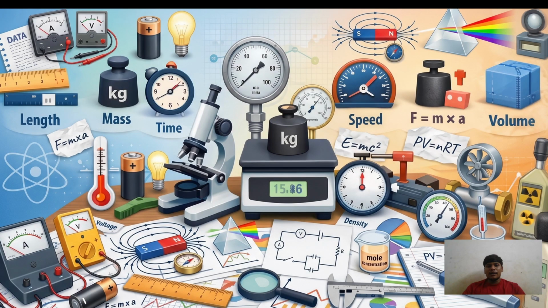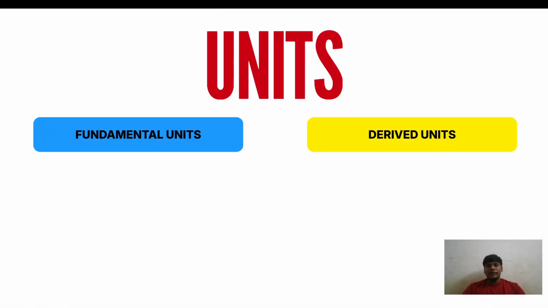Okay, Albert, there are enormous physical quantities present in this world, like length, mass, time, speed, volume, and then luminous intensity, electric current. There is an enormous number of physical quantities in the world. So it is not possible to allocate every physical quantity a single unit. It is also very complicated to remember. So we can classify them into fundamental units and derived units.